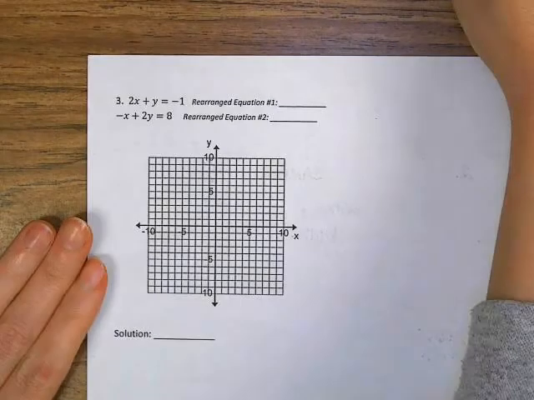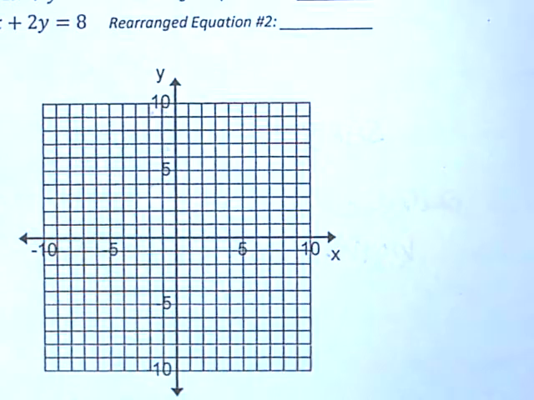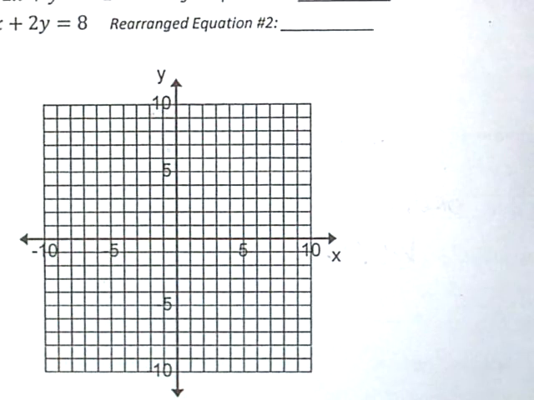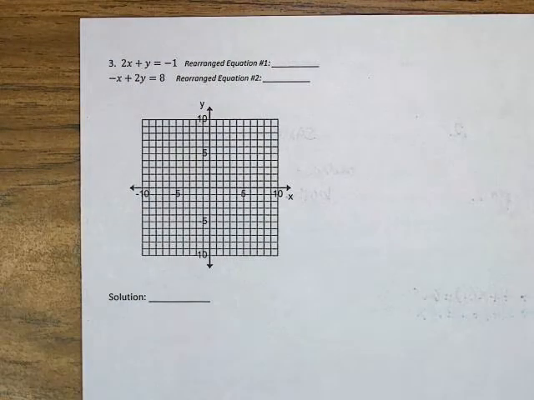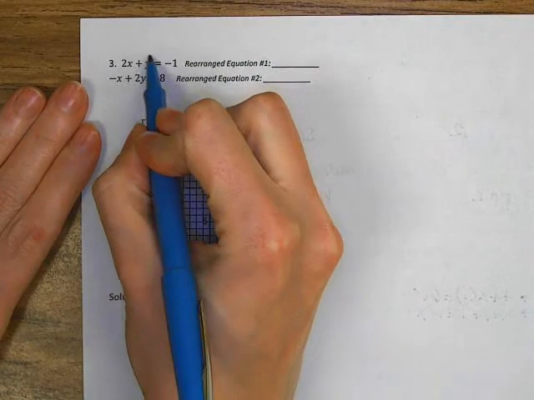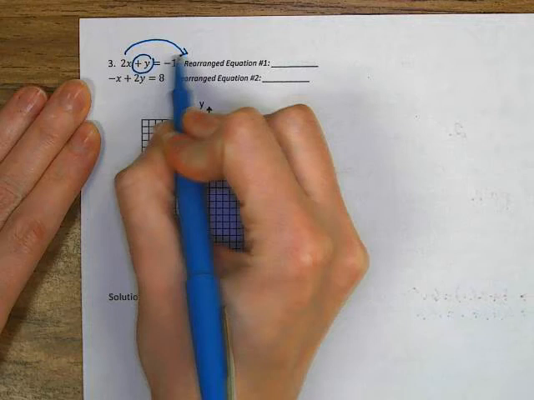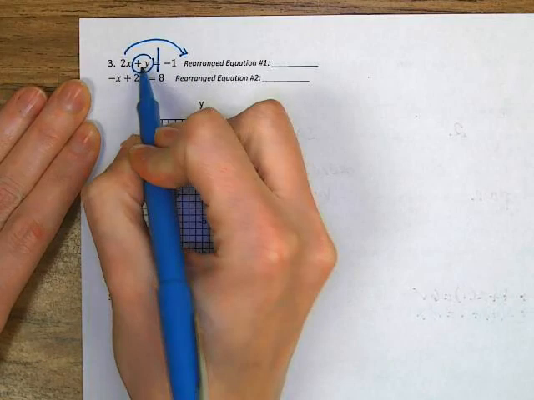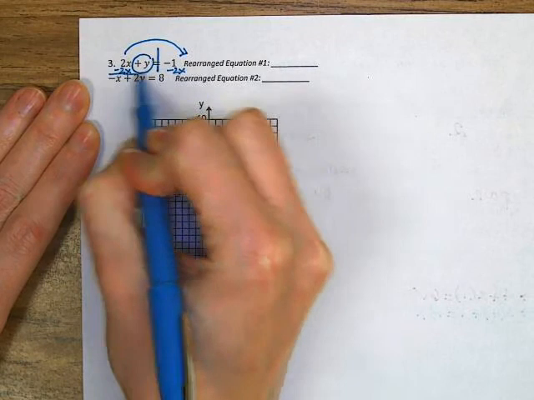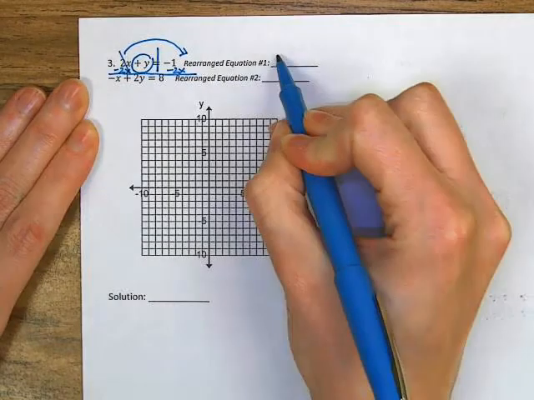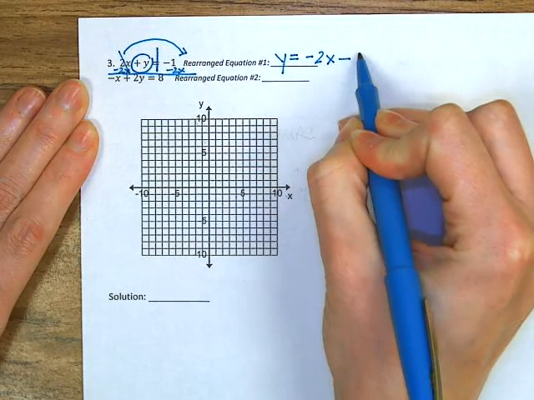Number 3: in order to graph the line, you should start by getting y alone. In the first equation, to get y alone, we have to subtract 2x from both sides. Remember, this is old stuff. So the first one is y equals negative 2x minus 1.